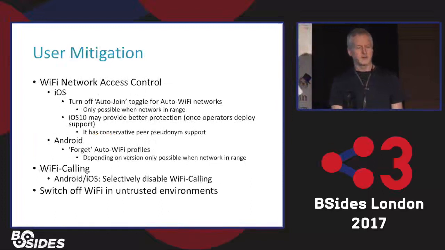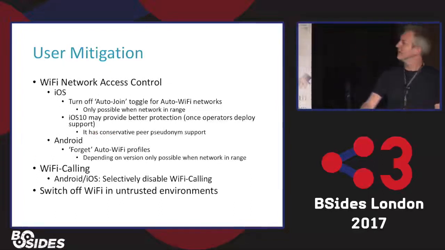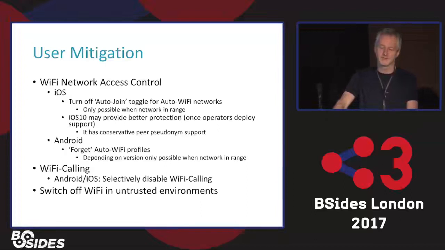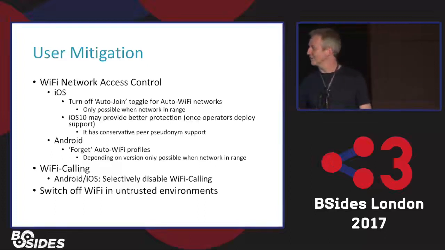So looking at user mitigation, you've got Wi-Fi network access control. You can turn off the auto-join for auto Wi-Fi networks, but only when the network's in range. So you've got to wait till one pops up and then quickly turn it off. In theory, you've got conservative peer, and in Android you can forget the network as well. But this also depends on the version, and again, on whether it's in network range.